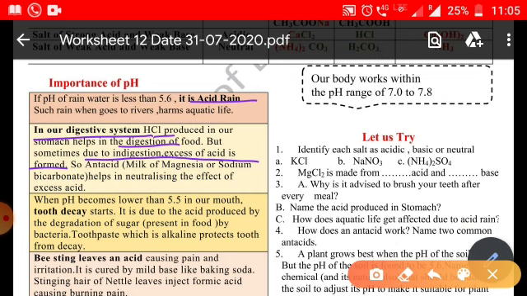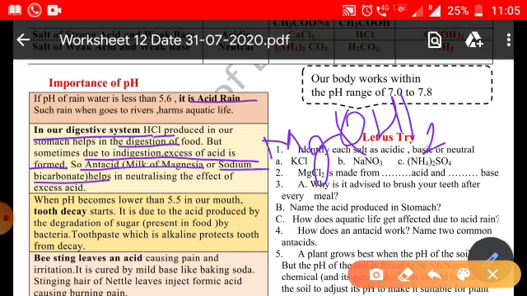and in this case it leads to excess acid indigestion, and this indigestion is relieved by taking antacids, like milk of magnesia, Mg(OH)2, as well as sodium bicarbonate, NaHCO3. They help in neutralizing the effect of the excess acid, because both of them are basic in nature and they neutralize the acids by neutralization reactions.